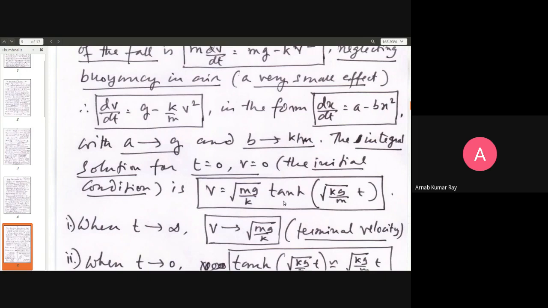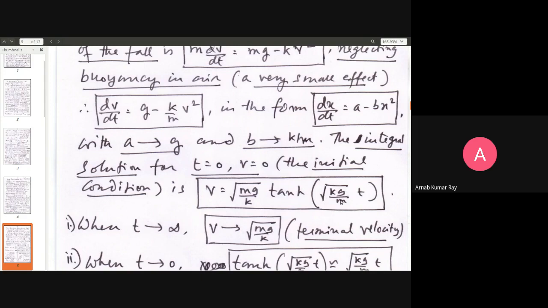This integral solution we got when we solved dx dt is equal to a minus bx squared, right? So what is a? A is equal to g and b is equal to k by m. So the integral solution is square root of a by b. Please recall that thing. Square root of a by b will be g divided by k by m. So that is mg by k, square rooted over, of course. And then you have this tan hyperbolic function.